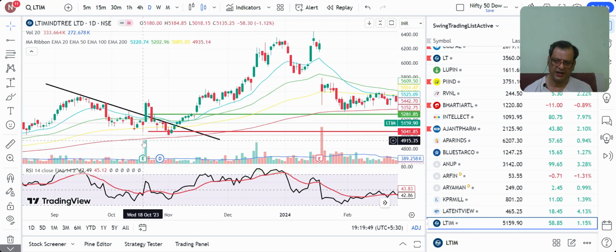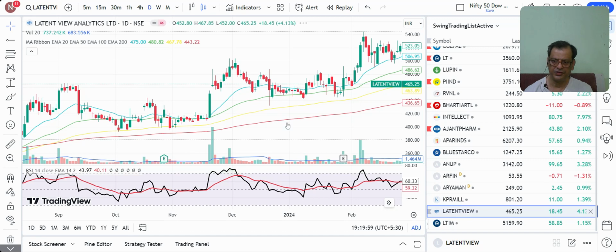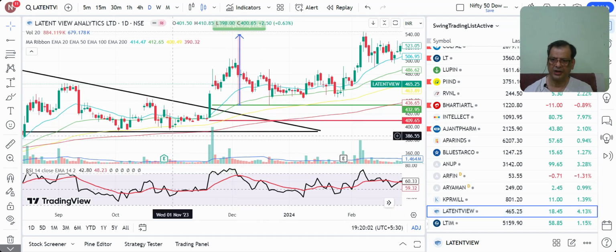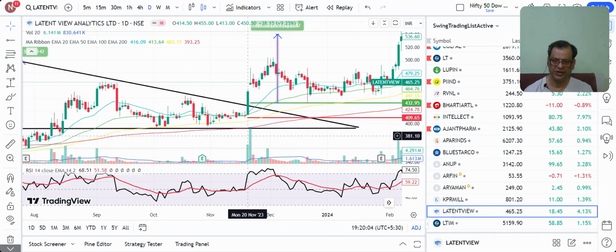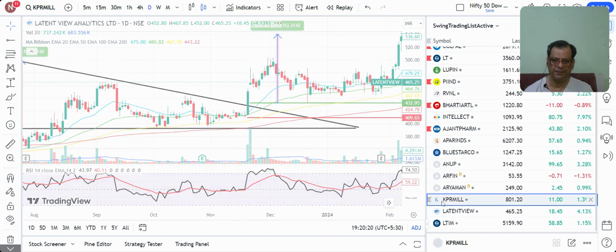And this entry here is justified not only because of a trend line break, but also because the price broke the 20 EMA. That is another confluence factor to look at. Similarly, in Latent View, if you see here, where is the trend line that we have drawn? You see here, again, it's not only a trend line break, but going above the 20 EMA as well. I'm not saying going above the 20 and 50 because that's understood. Your 20 is running above the 50, right? Price has gone up.